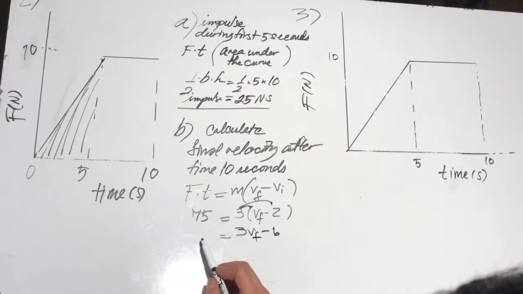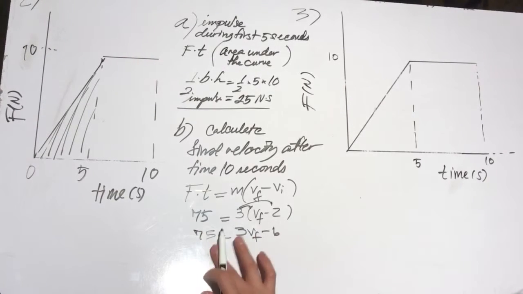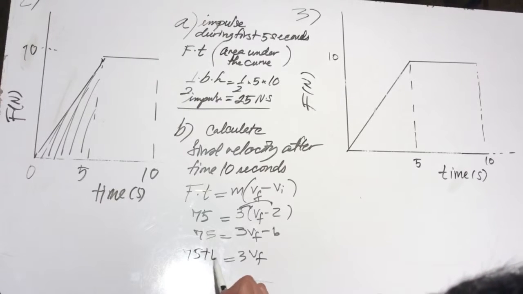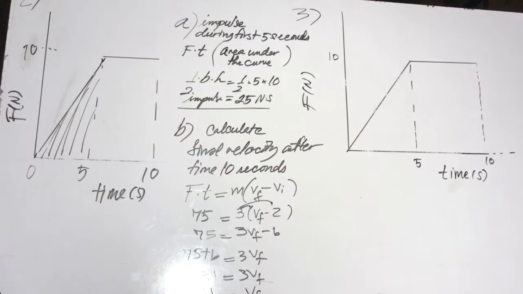So 3Vf minus 6 is equal to 75. So 3Vf is 75 plus 6, which is 81. So my final velocity is 81 divided by 3. That's my final velocity after 10 seconds.